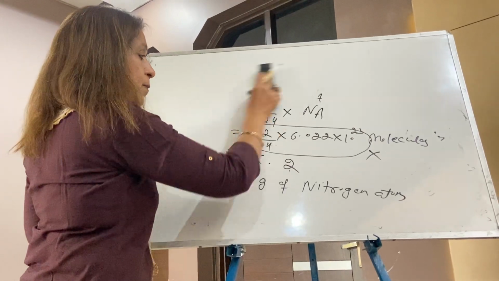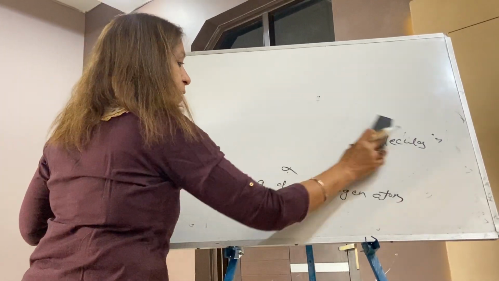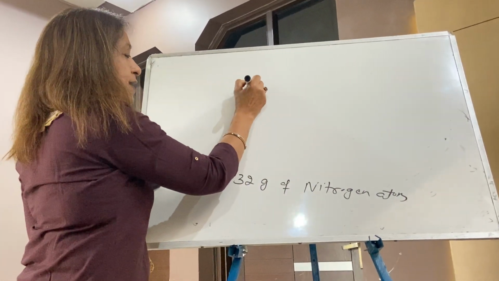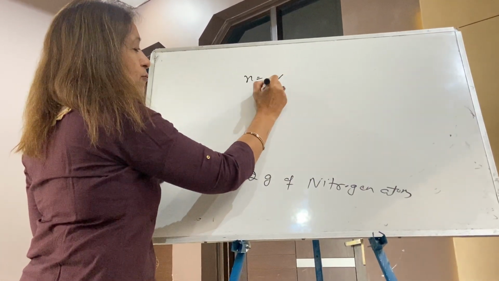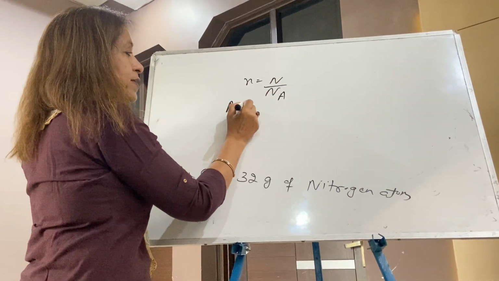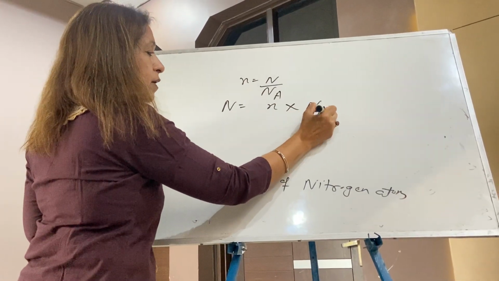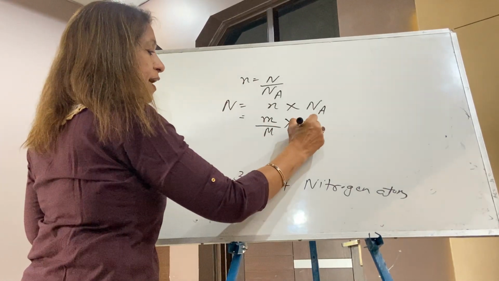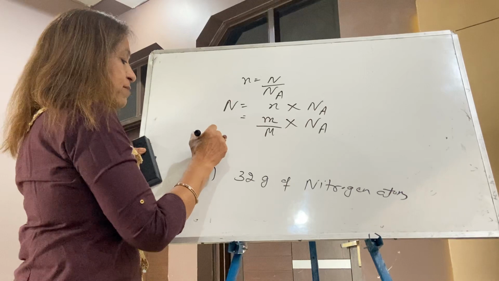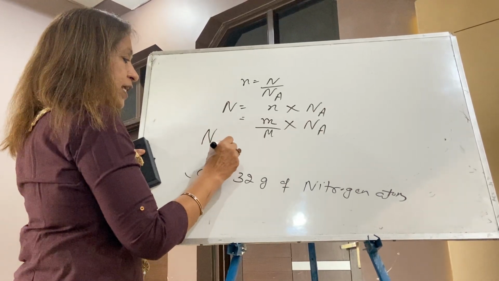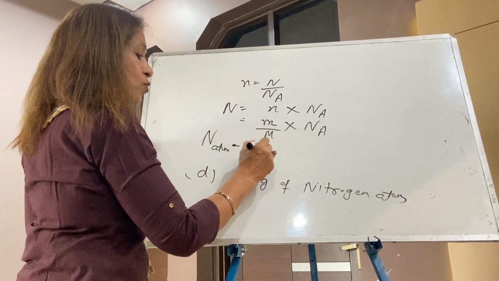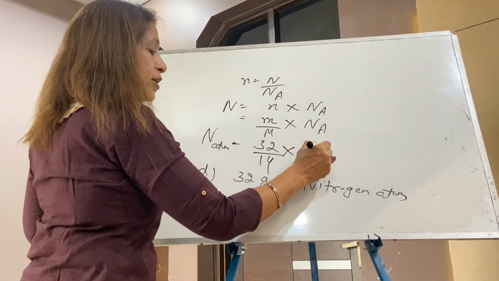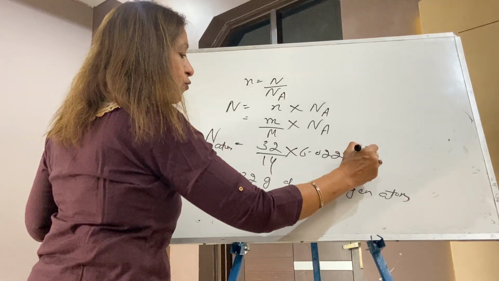Now I am taking your fourth part, D part, 32 gram of nitrogen atom. n is equal to N by Avogadro's number, so N is equal to n into Avogadro's number. n is small m by capital M. N becomes atoms. Put here the mass 32 and the atomic mass of nitrogen, which is 14 gram, into 6.022 into 10 raised to power 23.